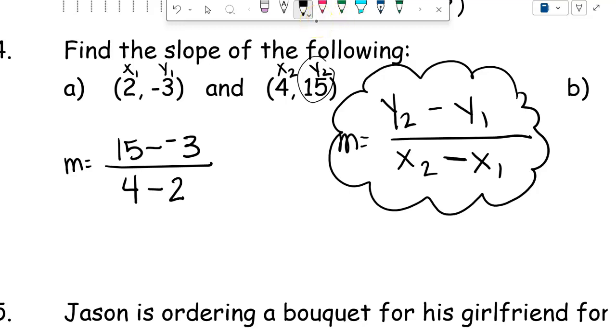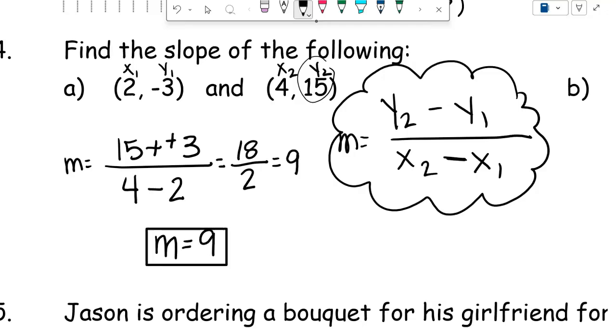Now we've got a double negative, so we have to make them positive. So 15 plus 3, 15, 16, 17, 18. And then 4 minus 2 is 2. We have to continue to simplify as much as we can. So 18 divided by 2 is 9. So the slope in this problem would be m equals 9.